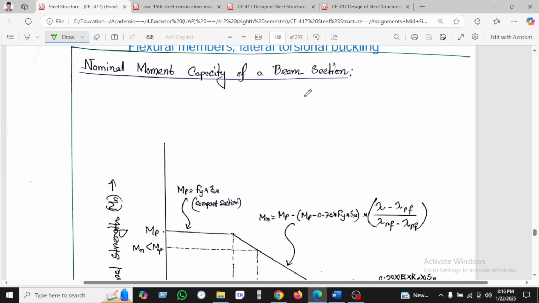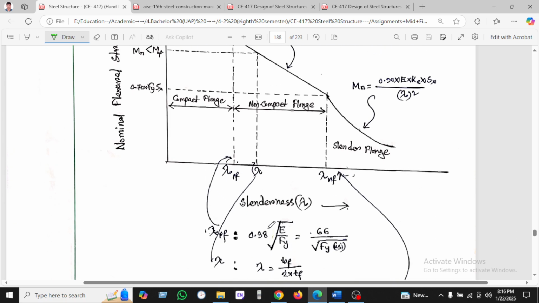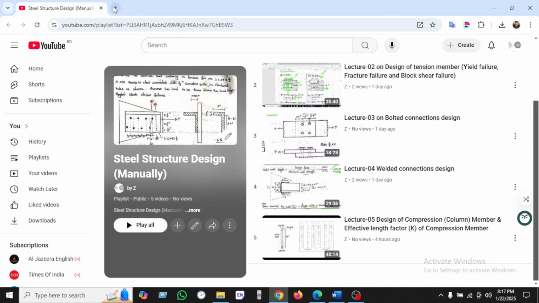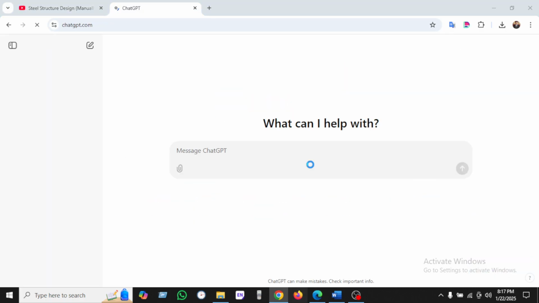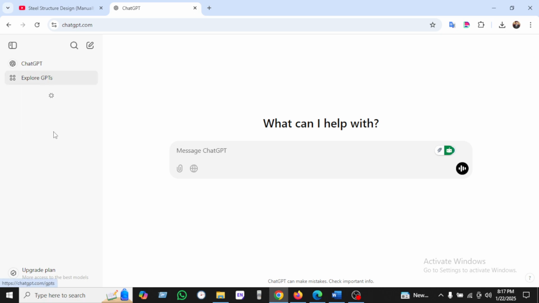Here is the nominal moment capacity of a beam section. We can see the nominal flexural strength on the vertical axis and slenderness on the x-axis. For the compact section we have Mp equals Fy into Zx, and then the non-compact section. I already discussed the compact and non-compact sections previously, so I think you all know about them.